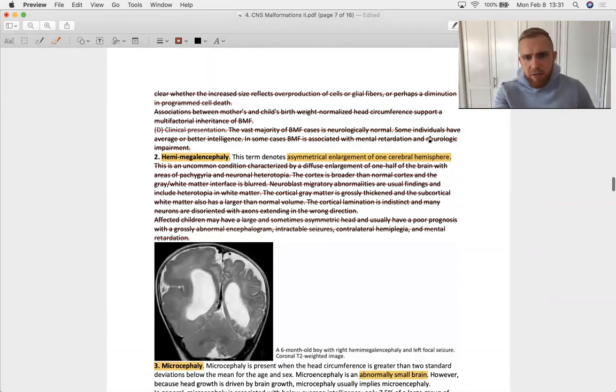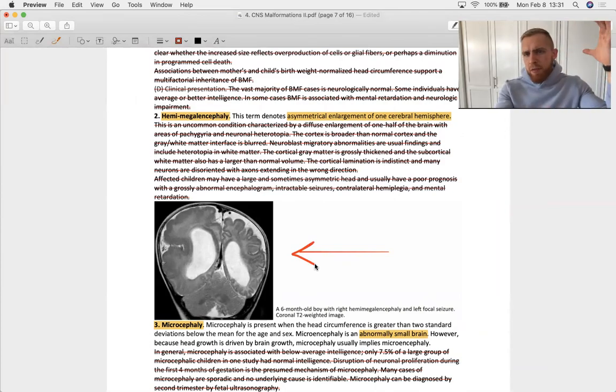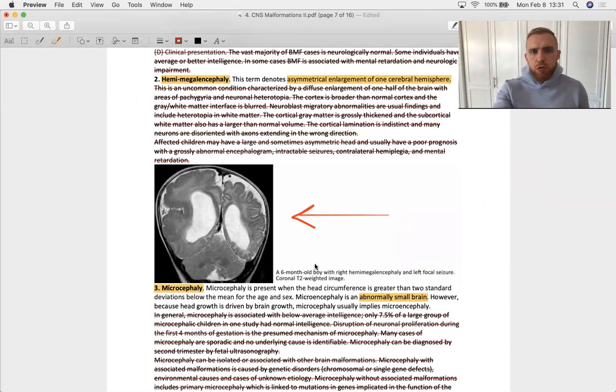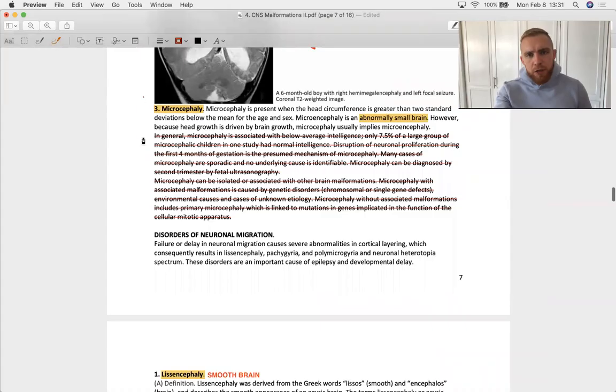Then there's hemimegalencephaly, which you can only really diagnose on a scan. It's going to be one side of the brain is big and the other is relatively normal sized. You also see ventriculomegaly with this. Microcephaly, the brain is abnormally small based on head circumference, greater than 2 standard deviations below the mean for age and sex. So those are size problems or quantitative neuronal problems.